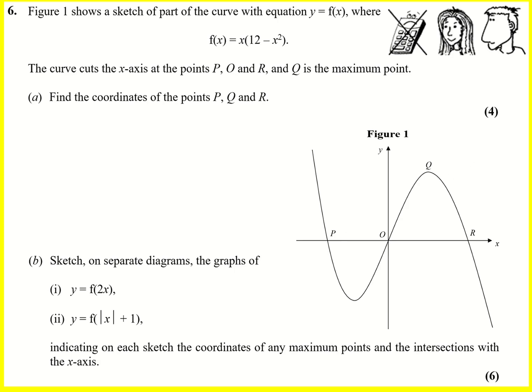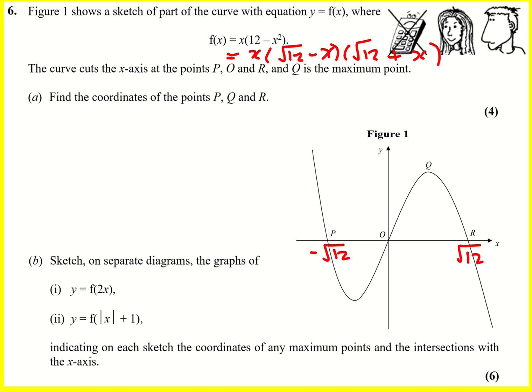Figure 1 shows this curve f of x, and we are asked to work out the points P, Q, and R. Well, we sort of have a difference of two squares here. It's going to be root 12 minus x, and then root 12 plus x. And if you set that equal to 0, you see that x is going to be 0, hence why it goes through the origin, and then x is root 12, or minus root 12.